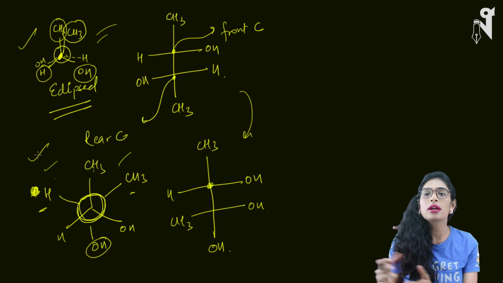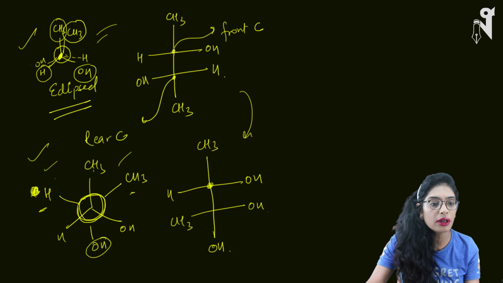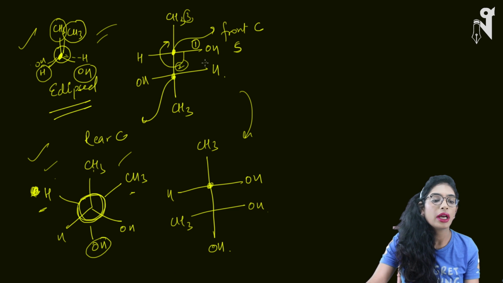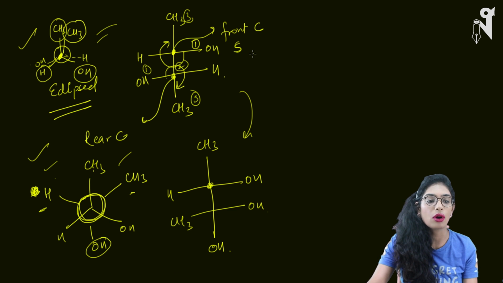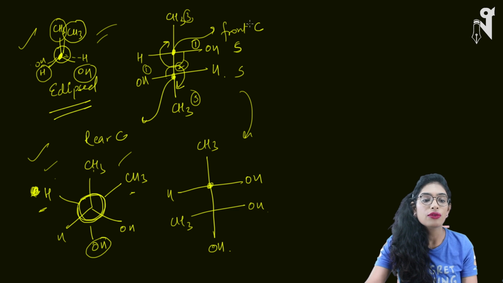So basically the Fischer projection should also not change. The R/S configuration should also not change. So let's see what the configuration is in the first case. So this is 1, then this is 2, the lower group is 2, and then 3. So I am going from 1 to 2 to 3. This is clockwise, so it is S. And if I write it this way, 1, then 2, and then 3, I am going clockwise again, and this is again S. So S is the configuration for my upper one.